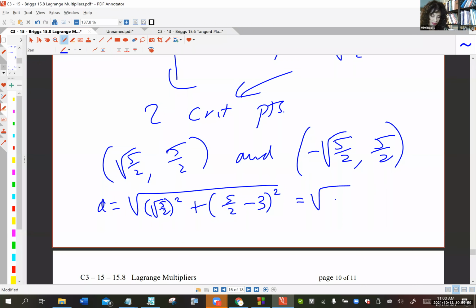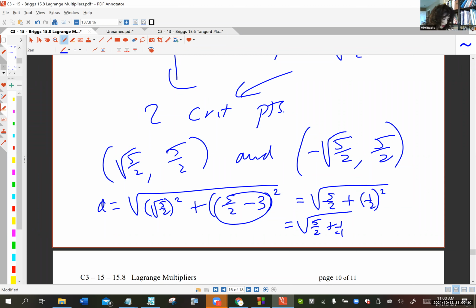And then figure out what this is going to be. I get square root of 5 halves plus, and this ends up being 1/2 squared. So this looks like square root of 5 halves plus 1/4, which is square root of 11/4, which is square root 11 over 2. And there's your minimum distance, okay? The exact answer.